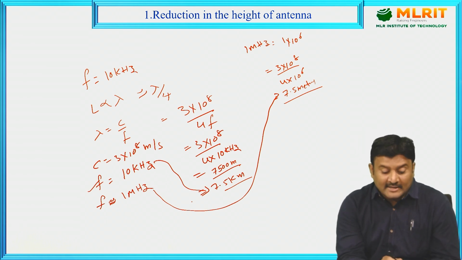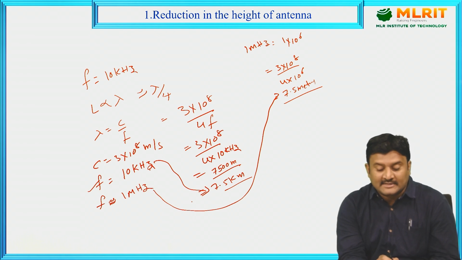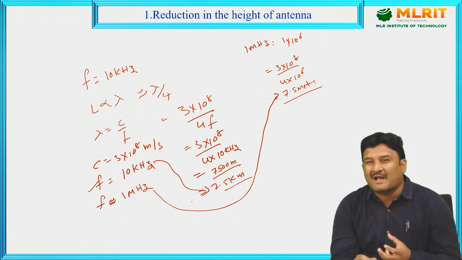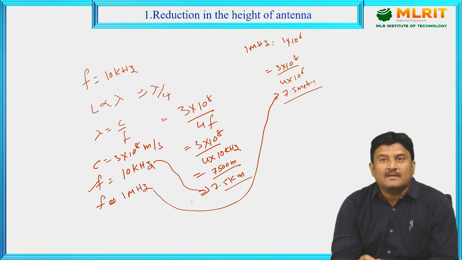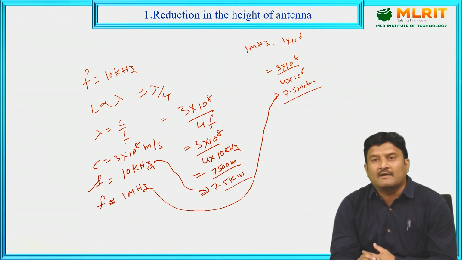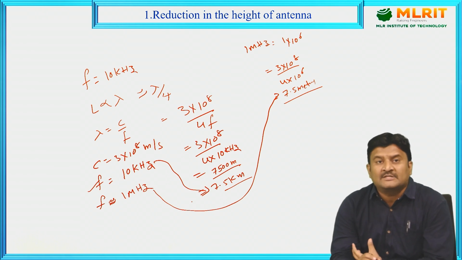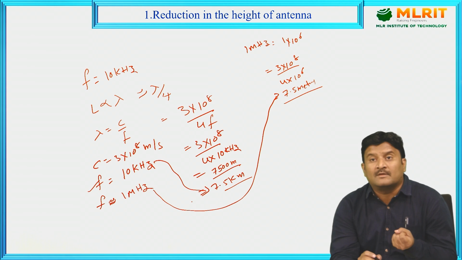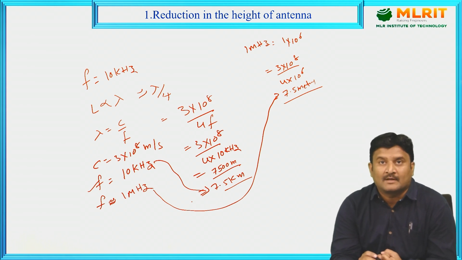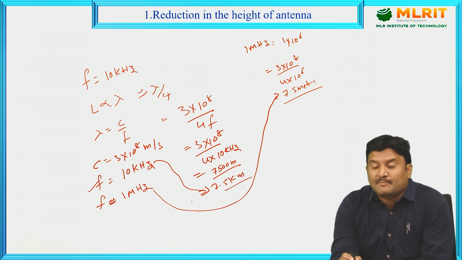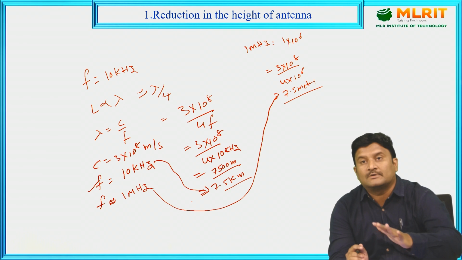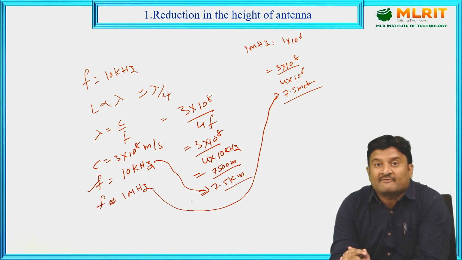Observe, for a 10 kHz signal, a 7.5 kilometer height will be needed. It is practically impossible. Then I am multiplying that frequency with, for example, 1 megahertz. This 1 megahertz consists of the actual information as well as the carrier. The carrier is helpful. That is the definition of modulation. Then it should be equal to 7.5 meters only. That means the antenna height is reduced to 7.5 meters from 7.5 kilometers.